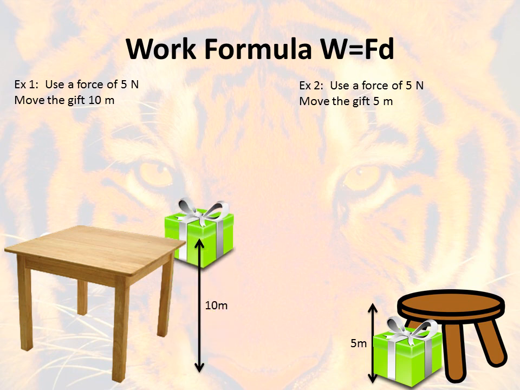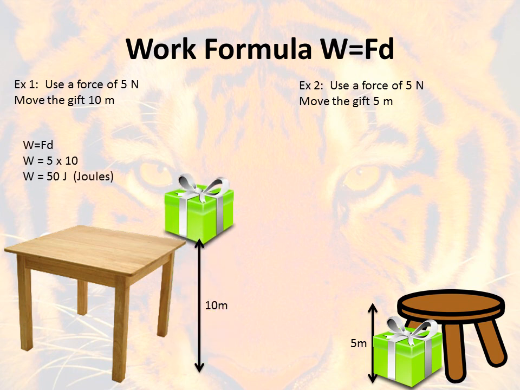So if we lift this box up with 5 newtons and we move it 10 meters, we just work out the formula. W equals force times distance. I had 5 newtons. It went 10 meters. 5 times 10, easy enough, is 50. And for work, we use the letter J. J is for joules. So this used 50 joules, and that is how much work we did to get that box from the floor up 10 meters.